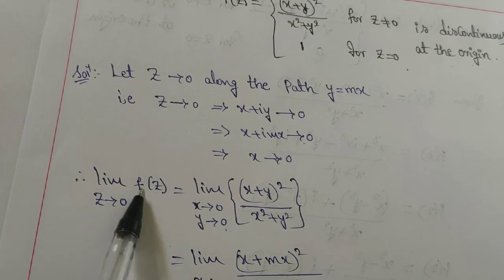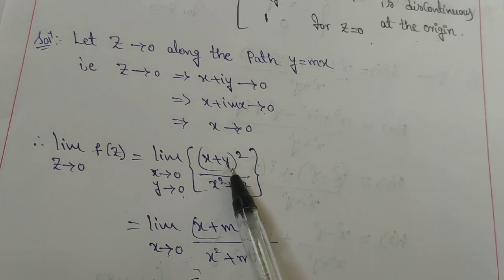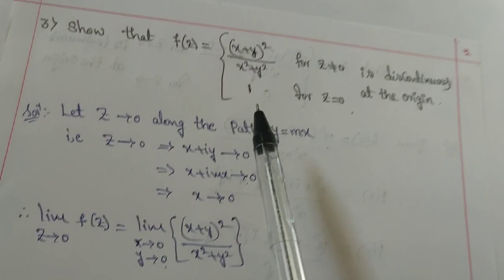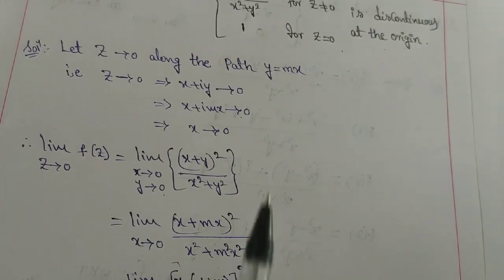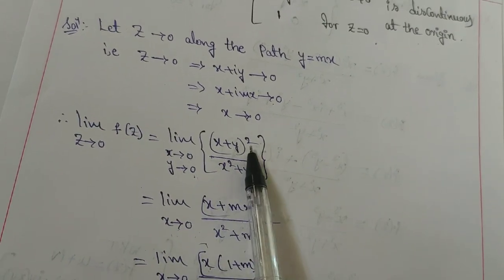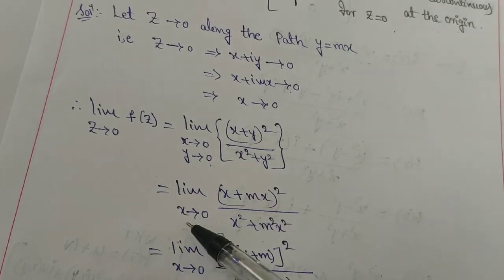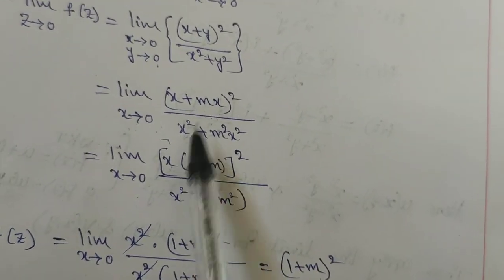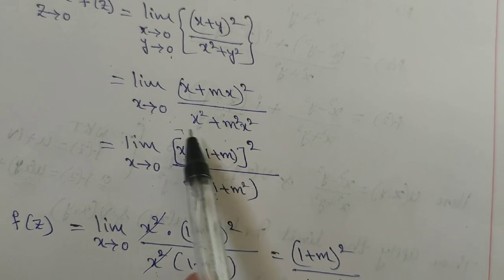Limit z tending to 0 f of z is equal to limit of x tends to 0, y tends to 0, x plus y whole square by x square plus y square. This is the value of f of z they gave in the problem. Then you remove the y tending to 0 here when applying the y value. So apply the y value and remove the y tends to 0. Simplify it. See, in the numerator, take x as the common factor, remaining 1 plus m whole square.